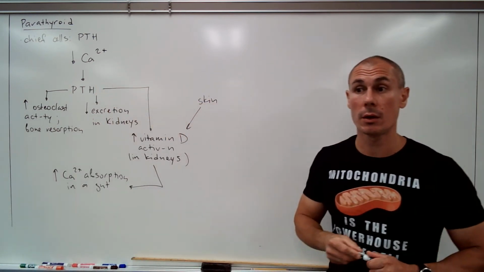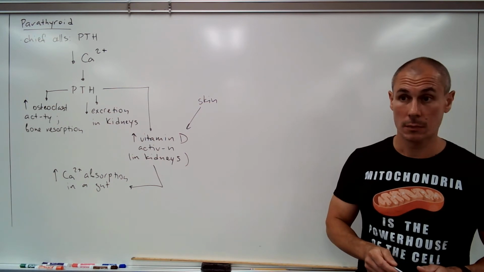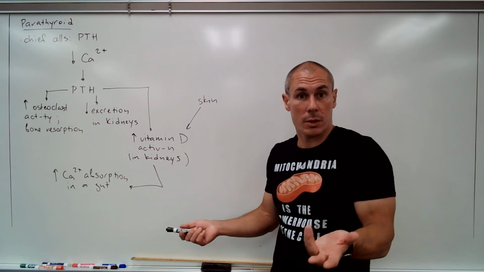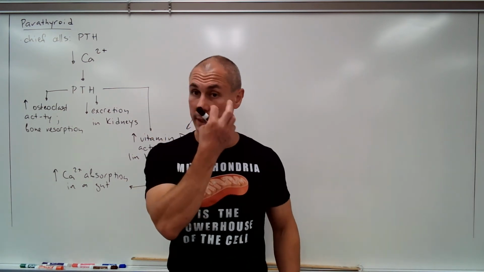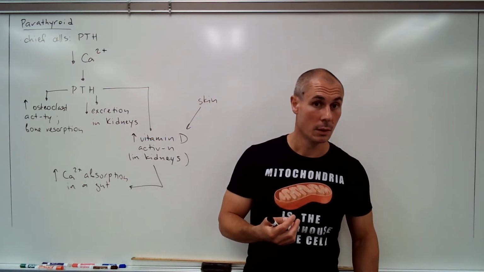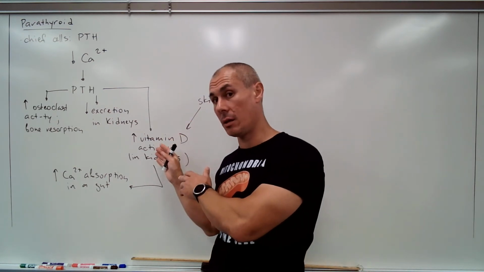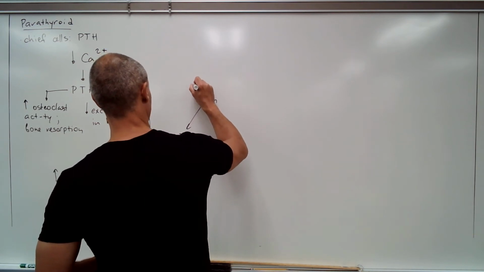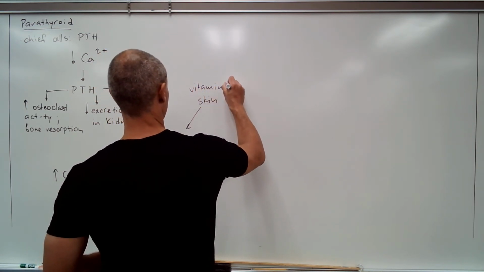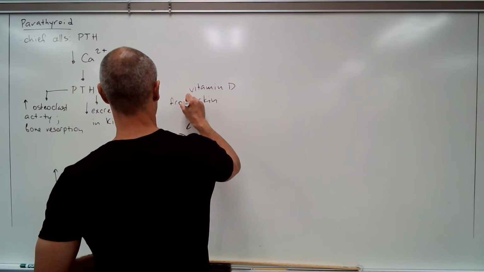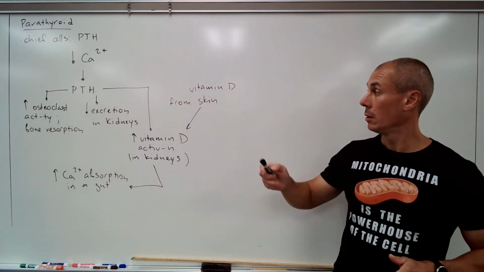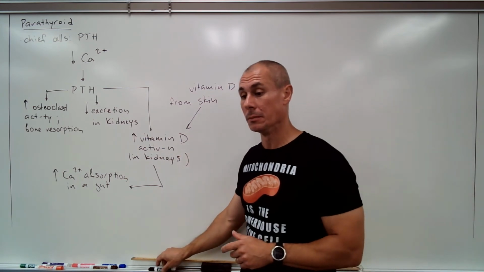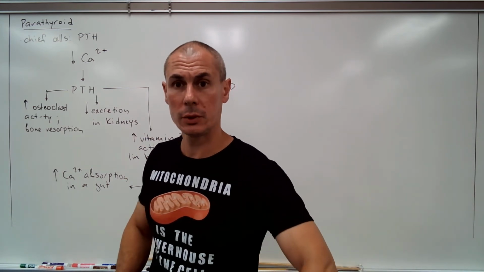is produced in the skin. Does that make sense? It is produced in the skin as the result of exposure to UV light, right? Then it is activated in kidneys. It gets a little bit complicated. Okay, so it gets activated in kidneys and acts on the gut. Does that make sense?